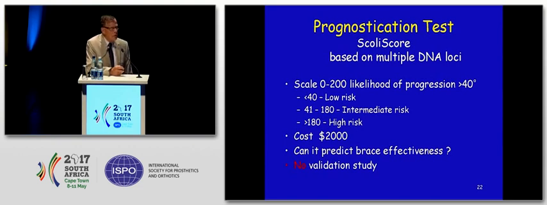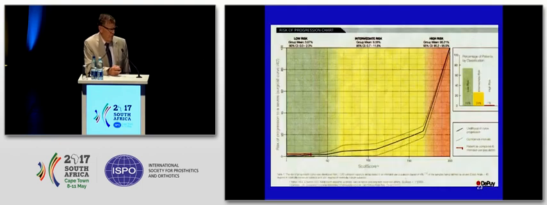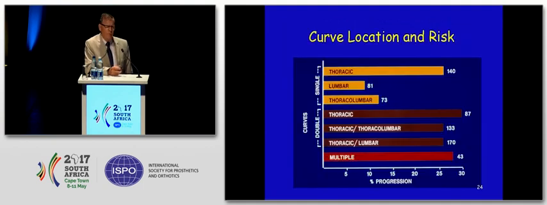Can it predict brace effectiveness? We don't know that. And to date, there has been no prospective validation study to prove its true relationship. Here's a graph of the relationship between the Scoli score and the risk of progression. As you can see in the orange, the risk rises significantly.